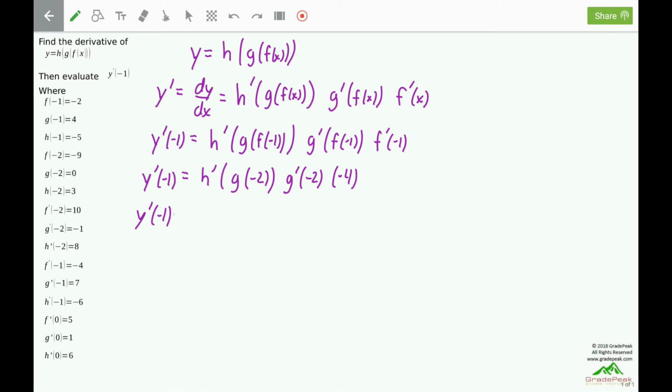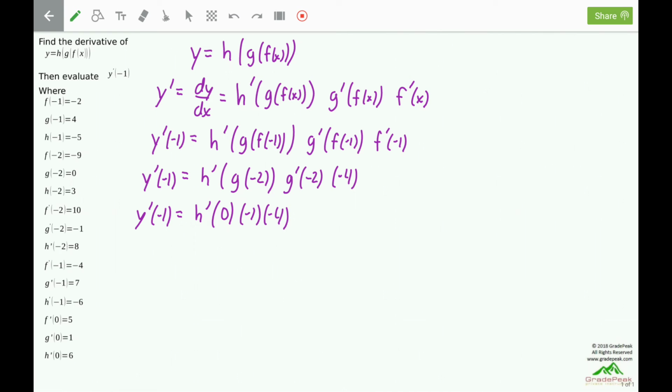So y prime of negative 1 will equal h prime of g of negative 2. Now g of negative 2 is right here. It's actually a 0. So we have h prime of 0 for that. And then we have that times g prime of negative 2. Now g prime of negative 2 is right here. It's a negative 1. And then times a negative 4.